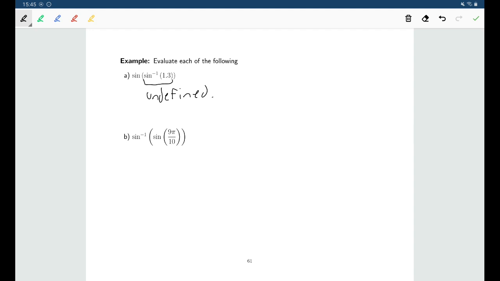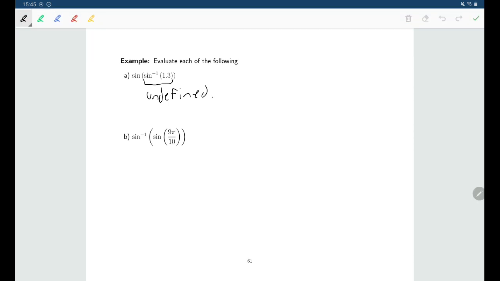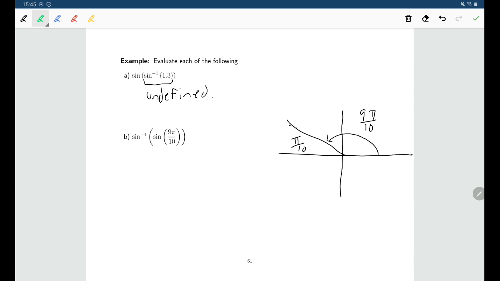Now, if we're thinking about this next one, sine inverse of sine of 9 pi over 10. So if you're thinking about 9 pi over 10 for just a moment here, 9 pi over 10 would be in quadrant 2. That's where 9 pi over 10 is. And it has reference angle pi over 10. One thing that we know is that if we're thinking about sine, that sine is positive in quadrant 2.